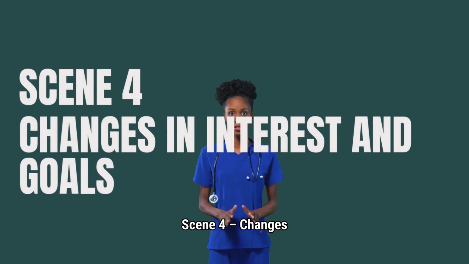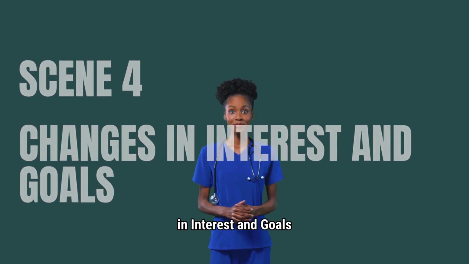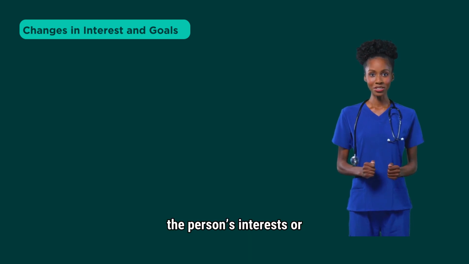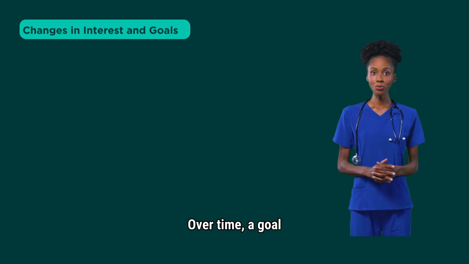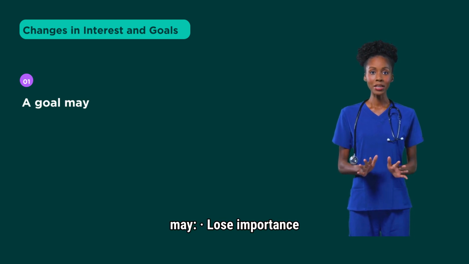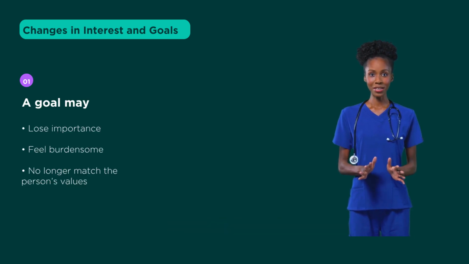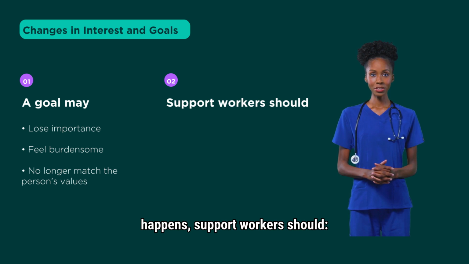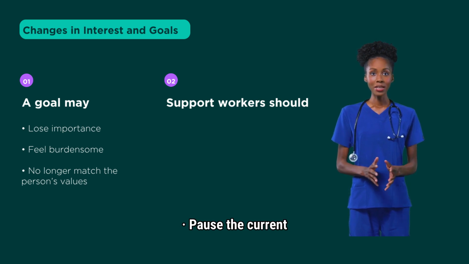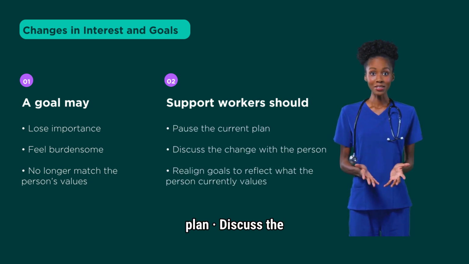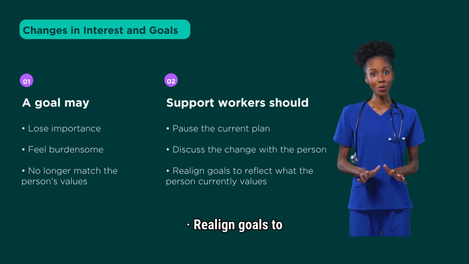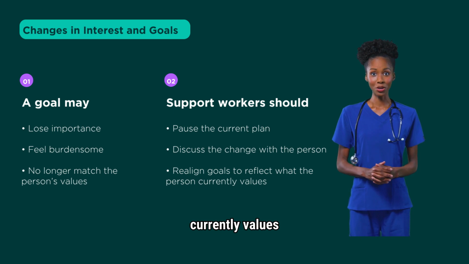Scene 4. Changes in interest and goals. Additional needs can also arise from changes in the person's interests or goals. Over time, a goal may lose importance, feel burdensome, or no longer match the person's values. When this happens, support workers should pause the current plan, discuss the change with the person, and realign goals to reflect what the person currently values.